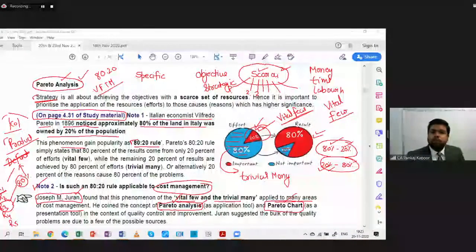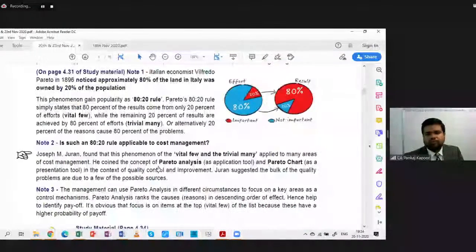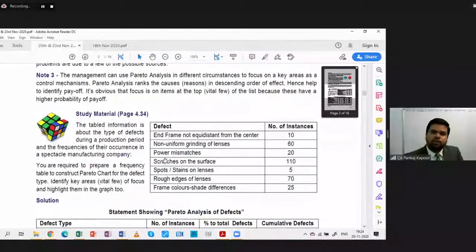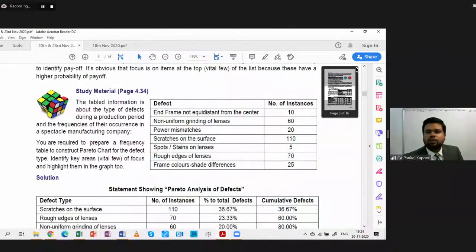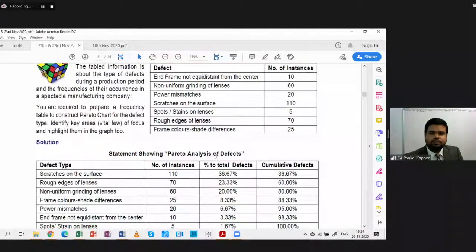Agreed? In order to understand this further, let's move on and we will solve a case on this. And then we read note number 3. We will not read note number 3 first; we will read it afterward. Firstly, we will solve this particular question. Okay, let's start solving this question.